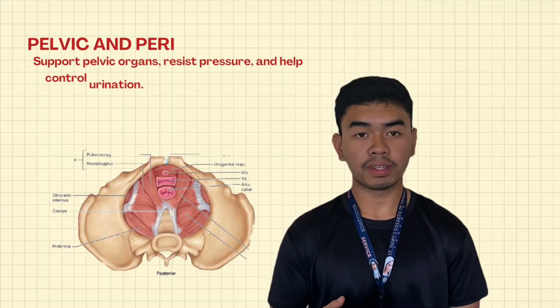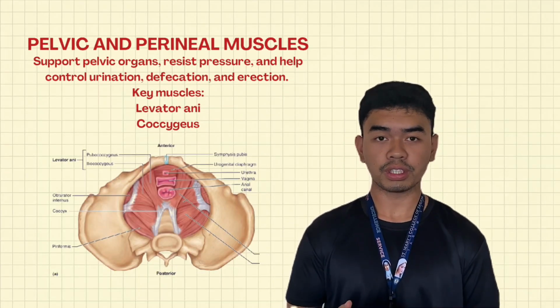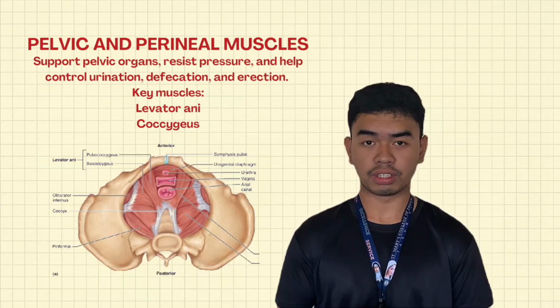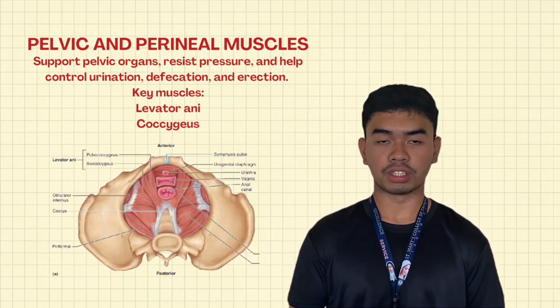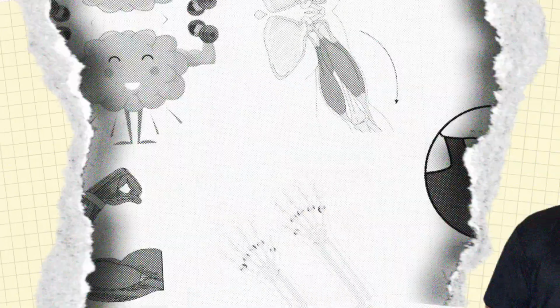Pelvic floor. Pelvic and perineal muscles support pelvic organs, resist pressure, and help control urination, defecation, and erection. Key muscles: levator ani and coccygeus.